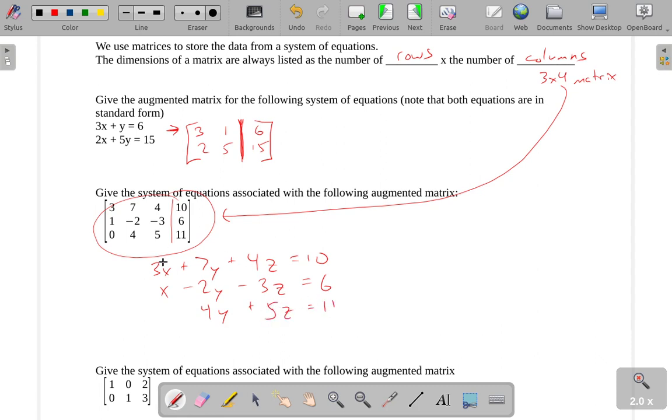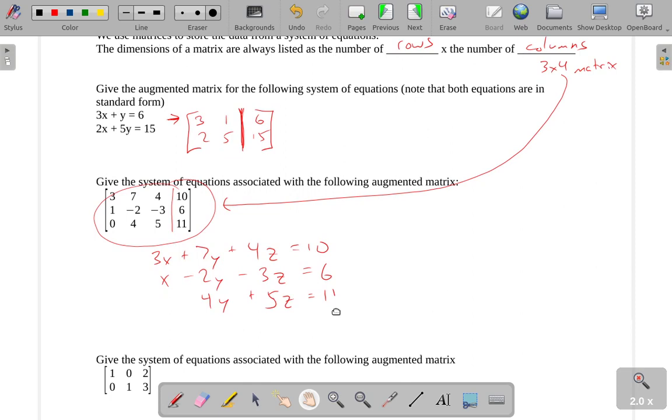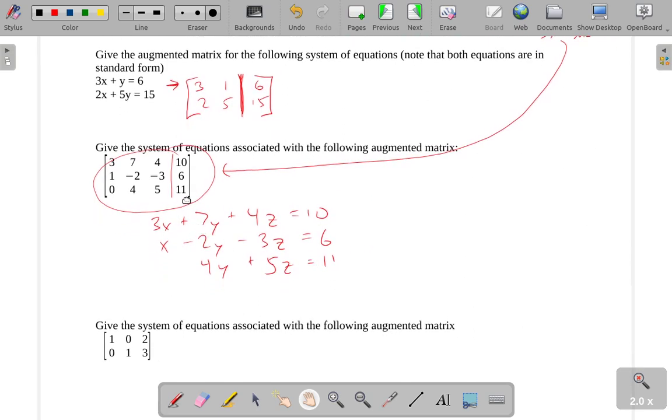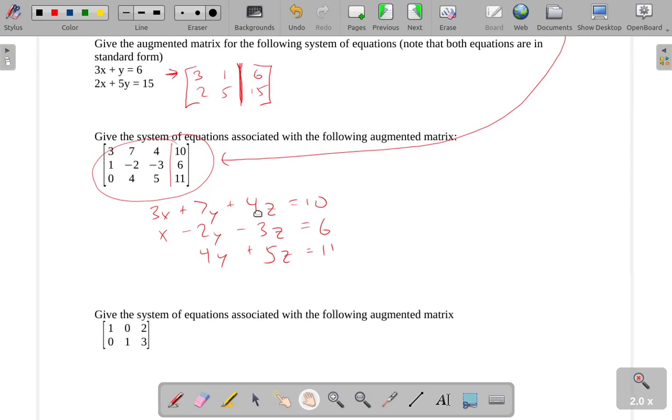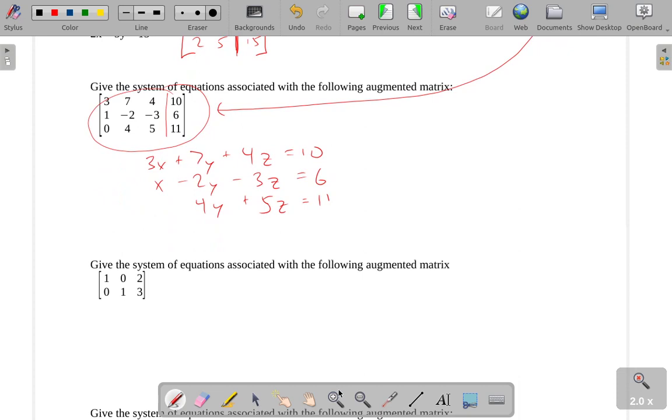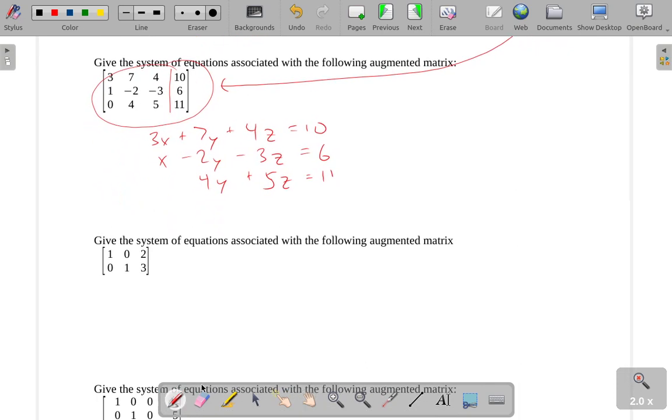So this matrix is just a way for us to store all of that information, because there's a bunch of stuff going on here, and it can be difficult to keep track of it all, especially when we're entering stuff into the calculator. The calculator has a nice utility. If we put in the augmented matrix, it will basically solve it for us, and that's what we're working up towards here.